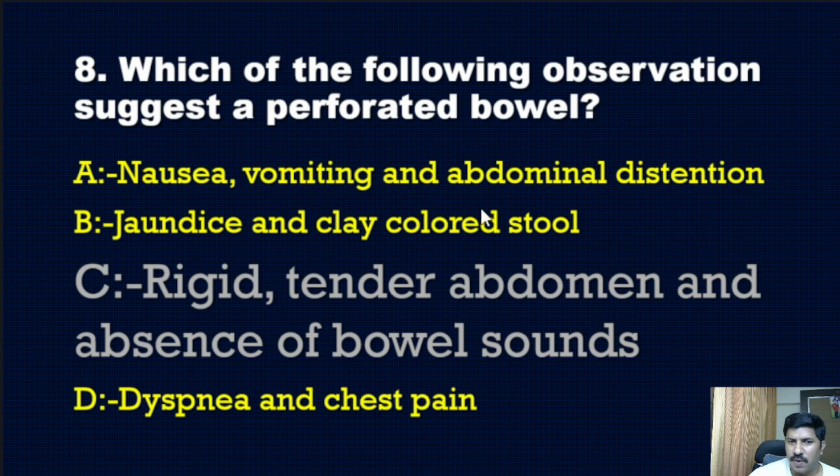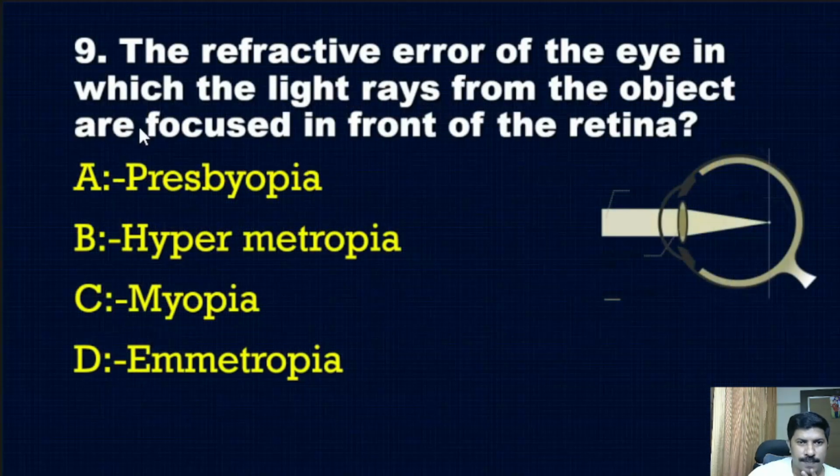At the same time, jaundice and clay colored stools are seen with any condition with the liver. So any disease condition with the liver will lead to jaundice and clay colored stool. Dyspnea and chest pain are usually related to any disease condition of the lungs, respiratory tract, or heart issue. So I think it is clear. So we will go to the next question.